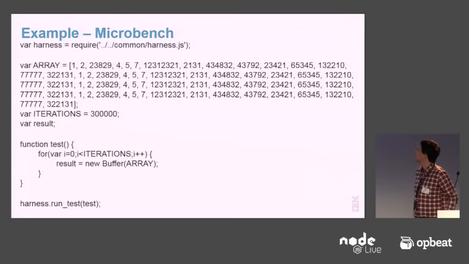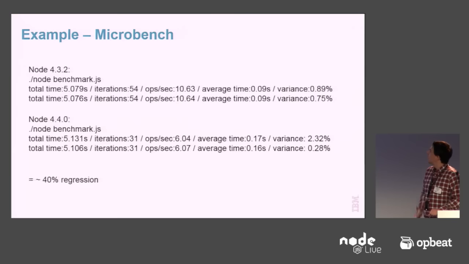So this is a micro benchmark that we've been running at IBM. What we do is we go and get quite a large array with 60 numbers in it. We then go in, we've got our for loop at the bottom there, which is going to go and create lots of new buffers from this array. We then go and run this through a test harness, which will keep repeating until we either get a good consistency of data or until we've reached our maximum number of runs.